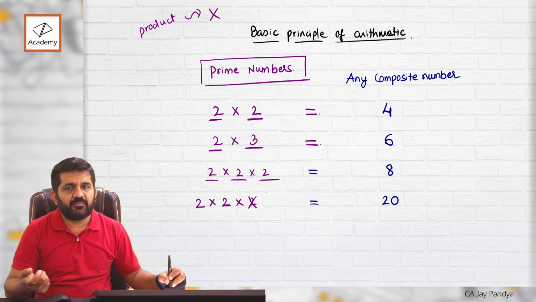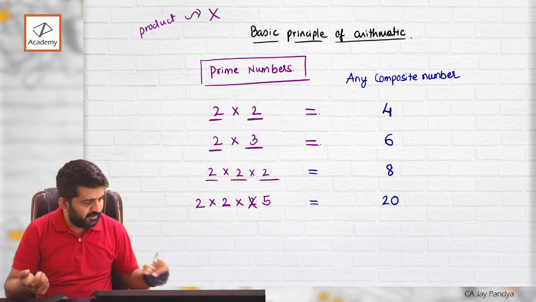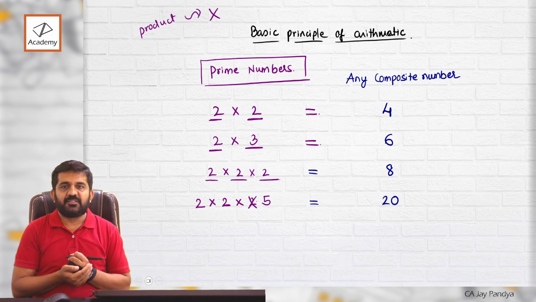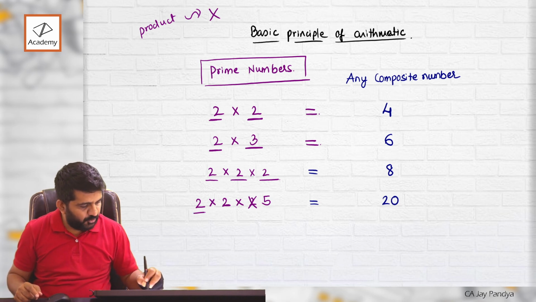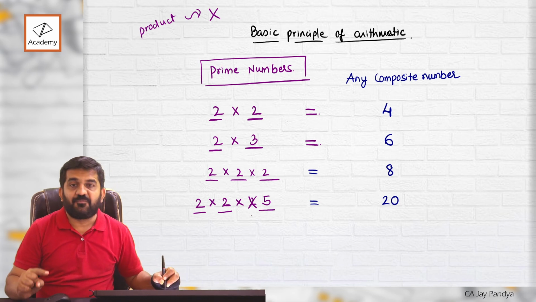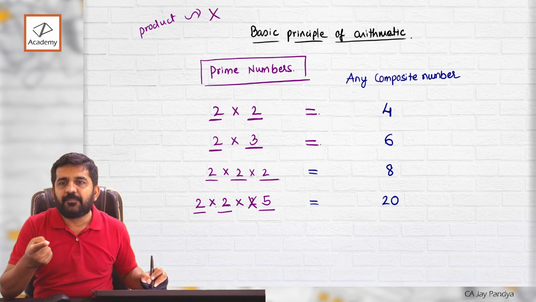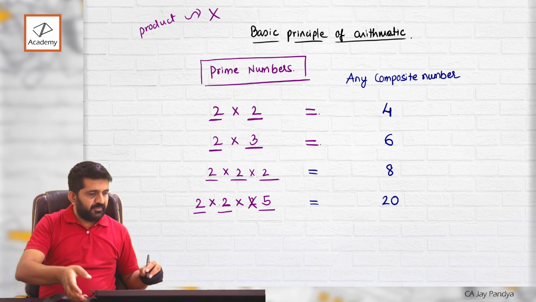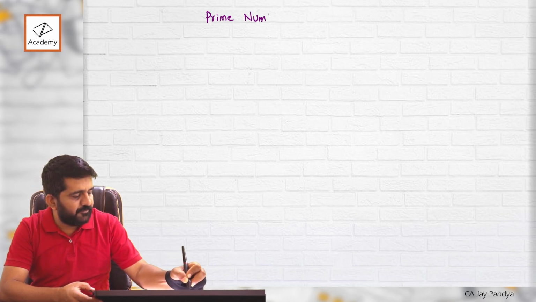4 5s are 20. See the magic happened. 2 is prime. 5 is also prime. Alright. Let me take another page also and let us practice it. Prime numbers.